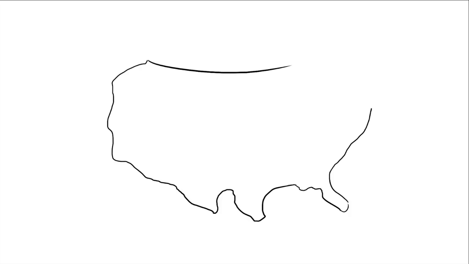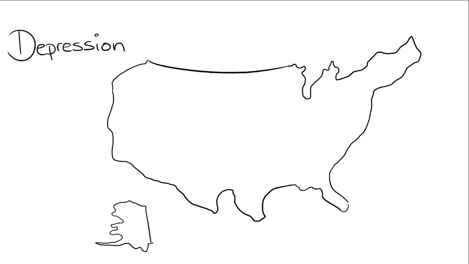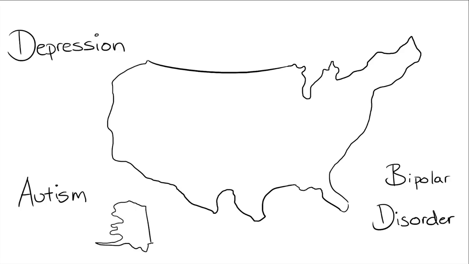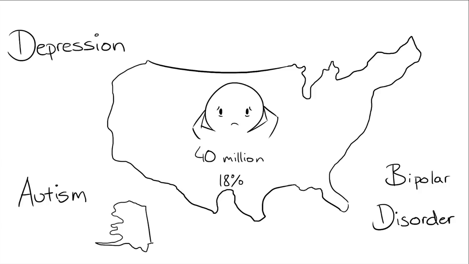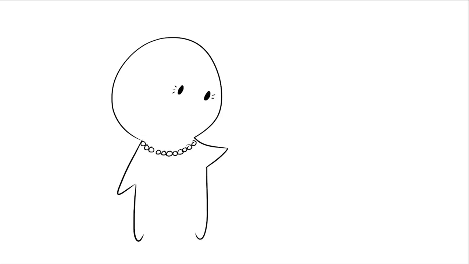What's the most common mental disorder in the United States? Depression? Bipolar disorder? Autism? It's actually anxiety. This affects 40 million adults in the US, 18 and older, or 18% of the population, but how does anxiety come about? The University of Wisconsin-Madison found that anxiety could be inherited.